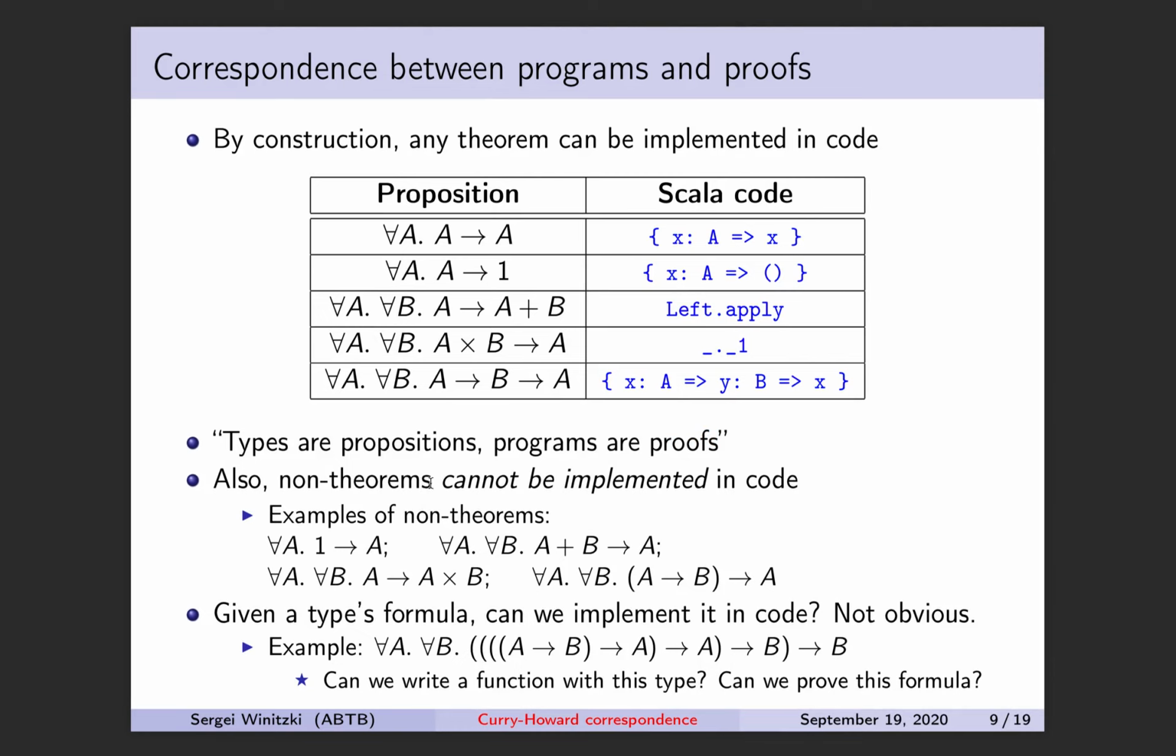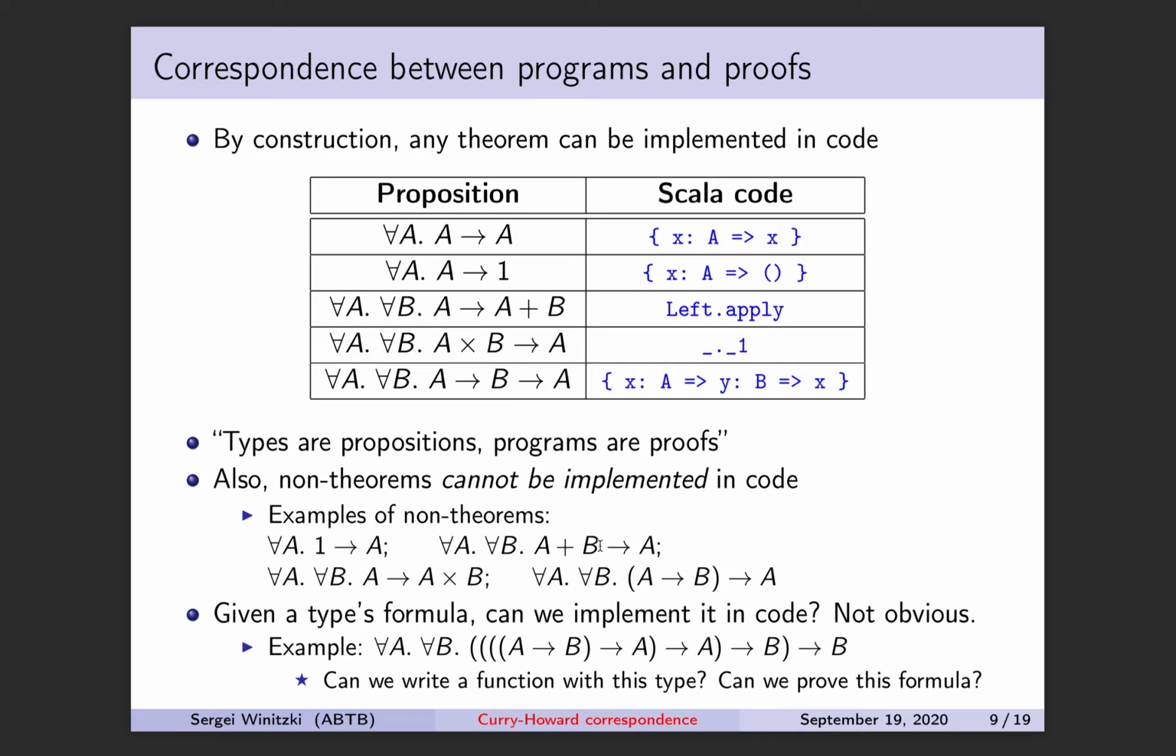Importantly, non-theorems cannot be implemented in code. Non-theorems are statements or propositions in logic that cannot be proved using the derivation rules and axioms. So here's an example. From 1 follows a. So from true follows a value of some unknown type. Well, this code cannot be written. You cannot create a value of unknown type a from a unit type, given a value of a unit type.